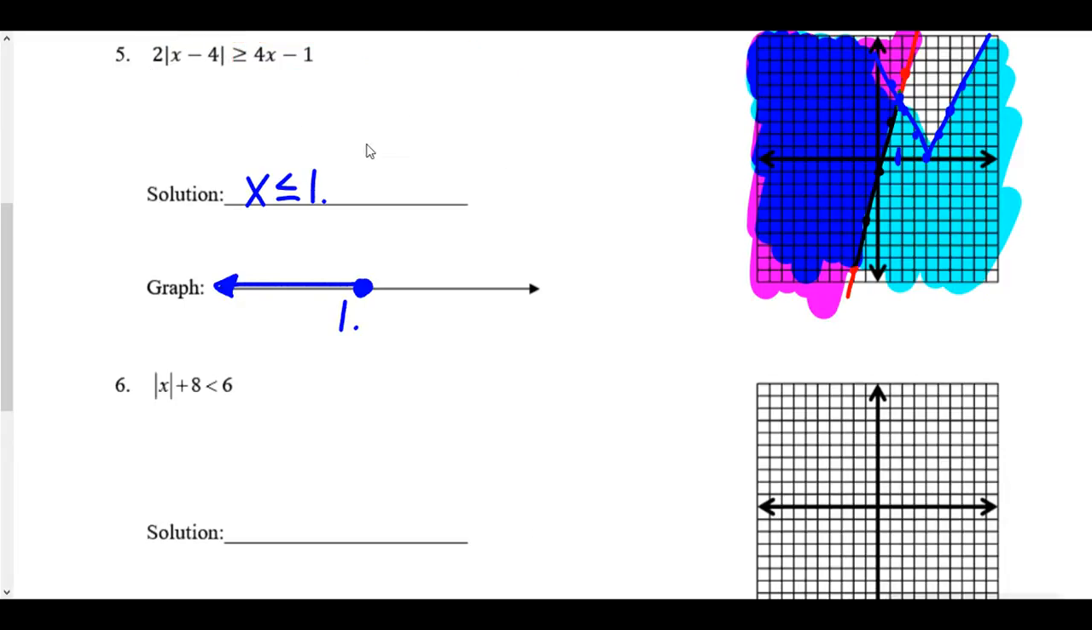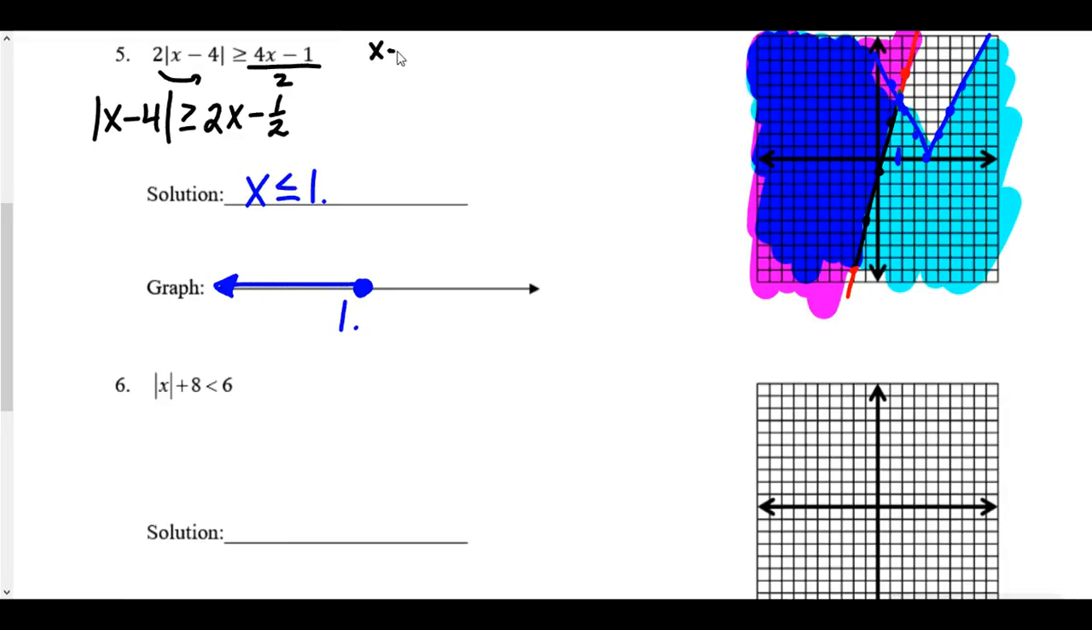Okay. Now, I need to get my absolute value symbol by itself, so I'm going to divide both sides by 2. I will have the absolute value of x minus 4 is greater than or equal to... When I divide by 2, remember I'm dividing the whole side by 2. So 4 divided by 2 is 2, and 1 divided by 2, I'm going to call that 1/2. Now I'm going to break it into 2 parts.